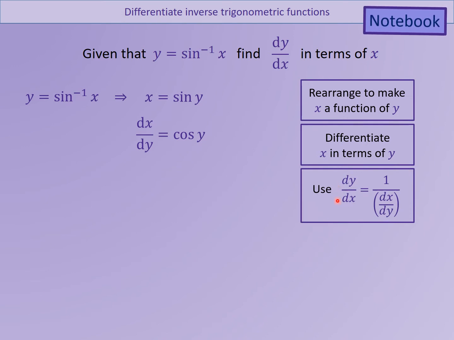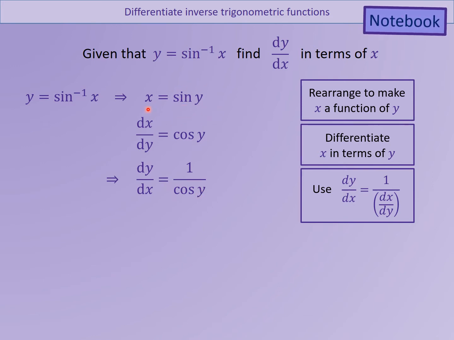We know that we can rearrange dy over dx because it's just 1 over dx over dy. So it's just 1 over cos y. That bit's okay. We're still stuck with this y value though. Now, we know that sine y is equal to x. We don't know what cos y is, but we do know that sine y is equal to x.